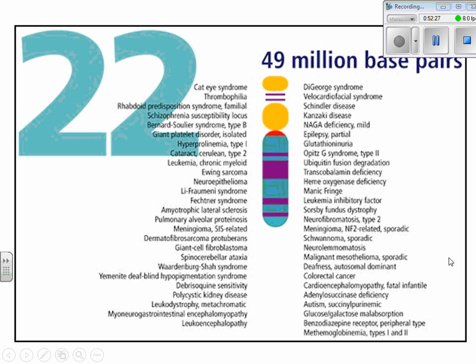A slightly smaller one, there we go. Well, it's at the other end of the extremes, so at least I could make this one bigger. Chromosome 22, which is the smallest of the autosomes, only has 49 million base pairs. And a selection of the disorders associated with chromosome 22.